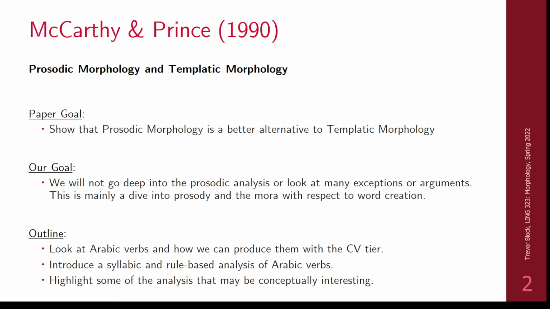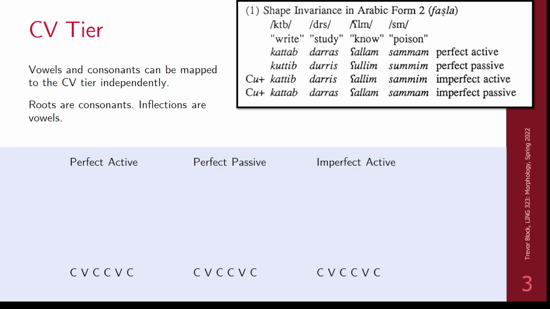So we'll look at Arabic verbs, how to produce them with the CV tier, we'll do some syllable and rule-based analyses, and then highlight some interesting points. So Arabic is interesting because their roots are just consonants. And each of these sets of consonants have different meanings. So KTB means write. And then we introduce vowels to give inflectional information. So is it an active sentence, an imperfect sentence, a passive sentence?